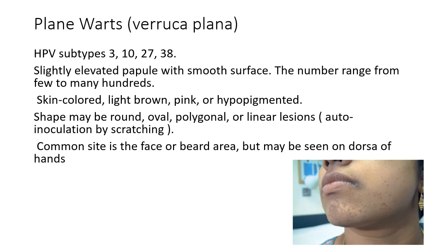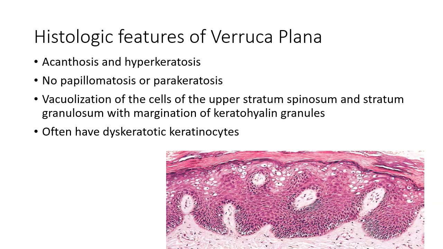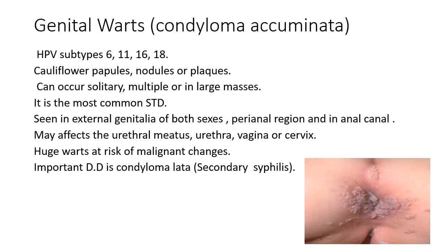Now coming to the genital warts, which are known as condyloma acuminata, caused by HPV subtypes 6, 11, 16, 18. These are cauliflower-like papules, nodules or plaques, which can occur solitary, multiple or in large masses. The most common sexually transmitted disease. Seen in external genitalia of both sexes, perianal region and in anal canal. This picture depicts a genital wart over the perianal region.